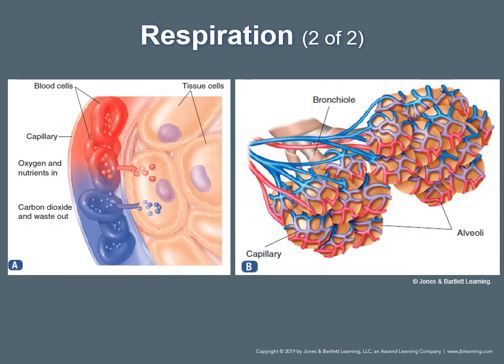This figure shows the exchange of oxygen and carbon dioxide during respiration. Oxygen passes from the blood through capillaries to tissue cells. Carbon dioxide passes from tissue cells through capillaries to the blood. In the lungs, oxygen is picked up by the blood and carbon dioxide is given off.